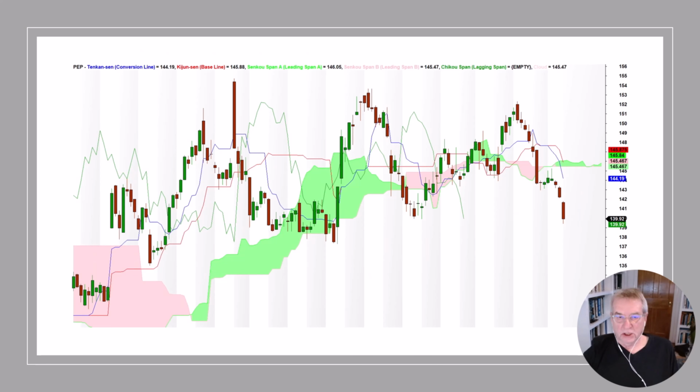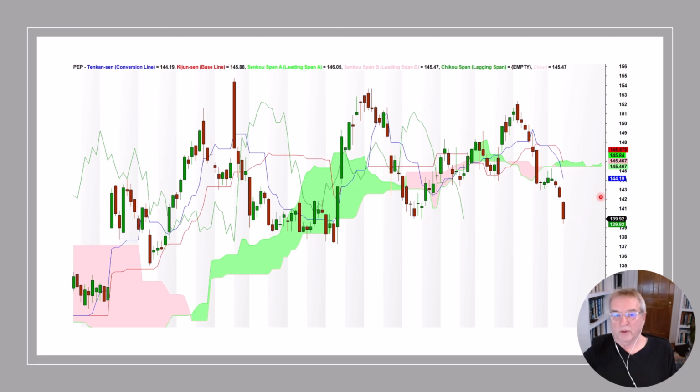Also look at the similar chart for Pepsi Cola, and we can see once again the blue line is the conversion line and the red line is the baseline. And importantly, we see a crossover here. And if you remember from two slides back, this is actually a bearish crossover. So we have that bearish crossover there. We also drop down below the green cloud, another bearish pattern here.